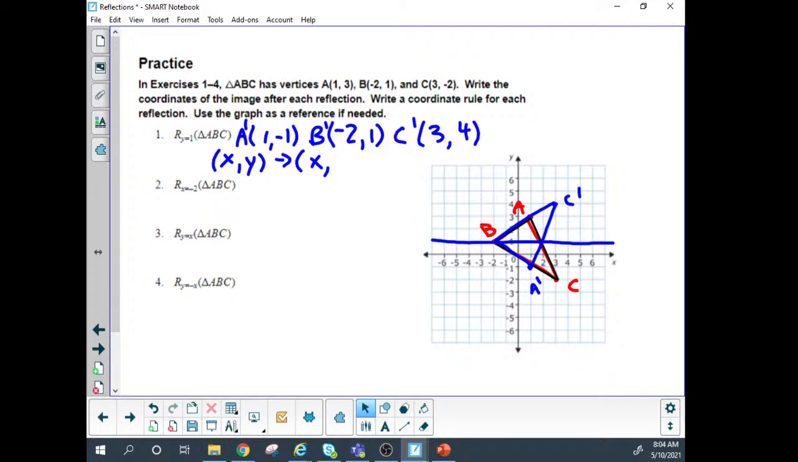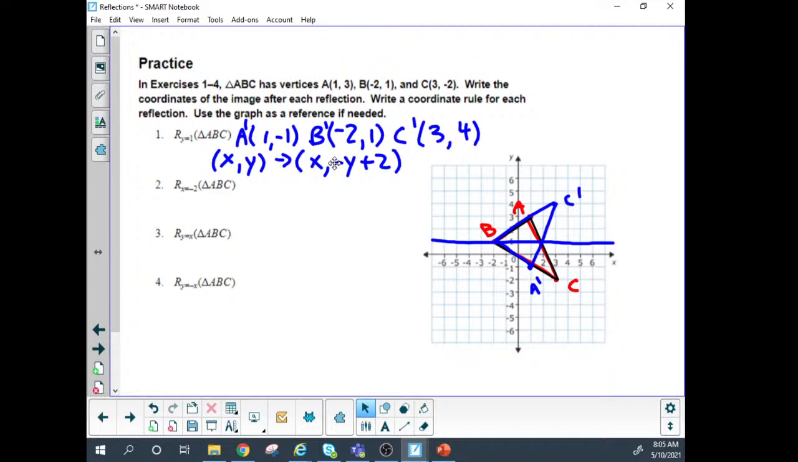Carson, how'd you get that? With an opposite y. Plus 2. Plus 2. How'd you figure that out? Well, I just did A and then A prime. A is 1 comma 3, and then A prime is 1 comma negative 1. Yeah. So if we change the y to opposite, then it's 1, -3. To get to 1, -1, you add 2 to it. Awesome.